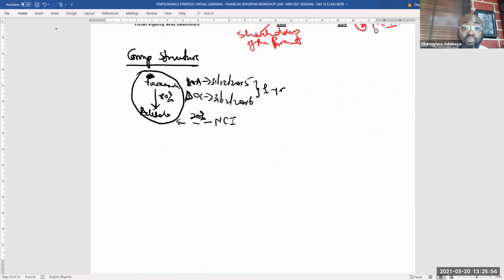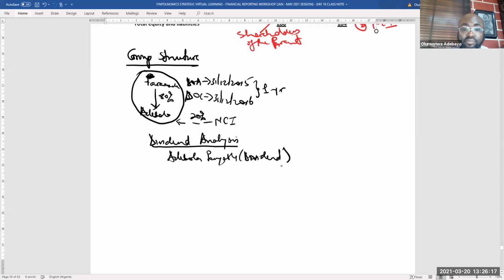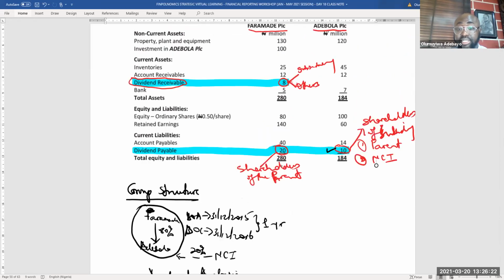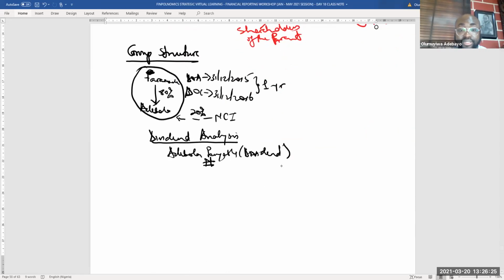How? We carry out what we call dividend analysis. Let's analyze this dividend. Adebayo, dividend payable, the amount of dividend is how much? It is 10 million. This 10 million is payable to shareholders.